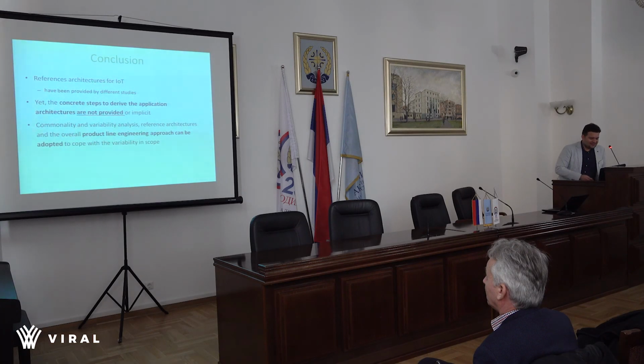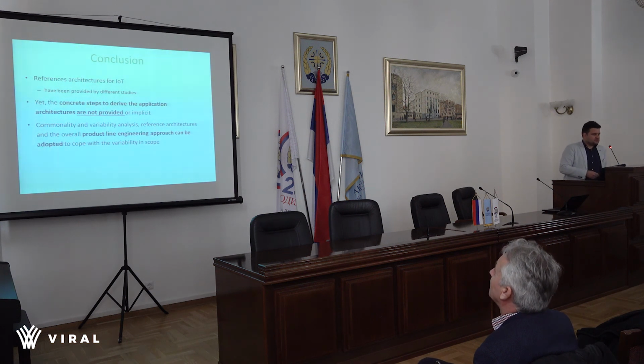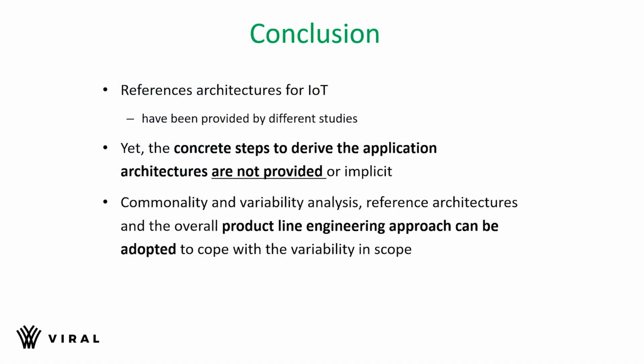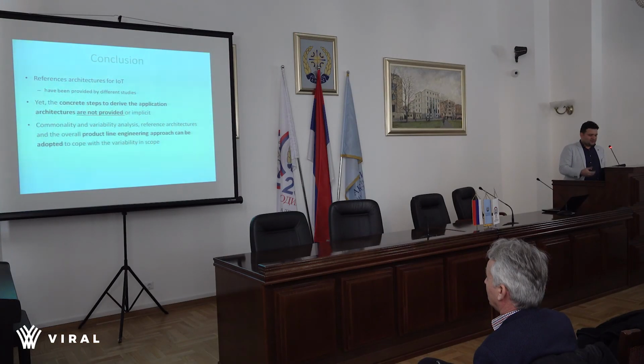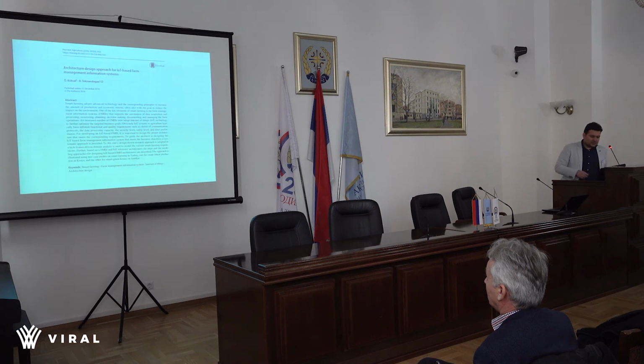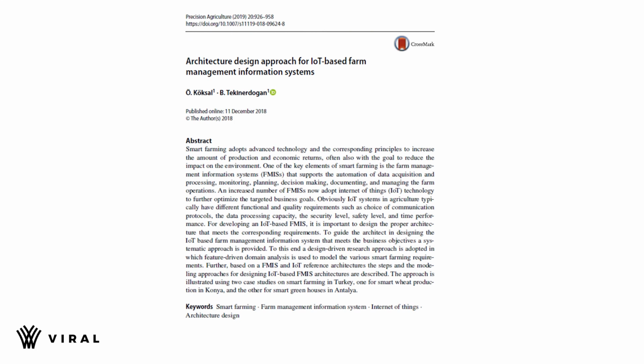Then the conclusion comes. If you look at the literature, reference architectures for IoT have been provided by different studies, but we still need concrete steps to derive the application architectures, because they were either implicit or not existing. In this paper, we have shown that commonality and variability analysis with the help of feature models and reference architectures, and overall software product line engineering approaches, can be adopted to cope with the variability in this scope. If you want more information about this, 20 minutes was too little, I should say, but I tried to explain the basic concepts first, and then I continued with the approaches that we introduced.